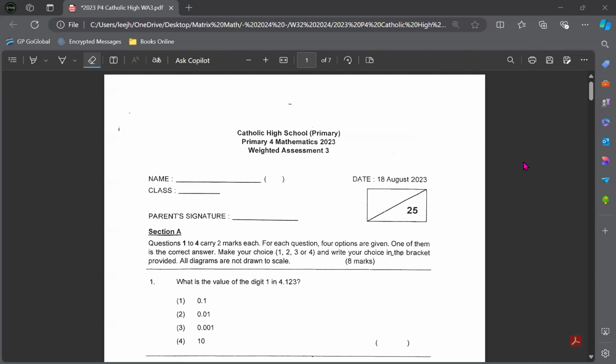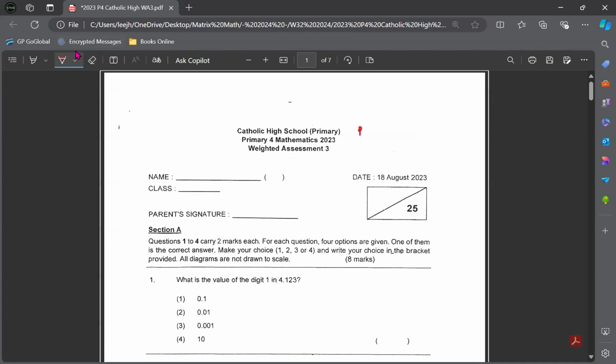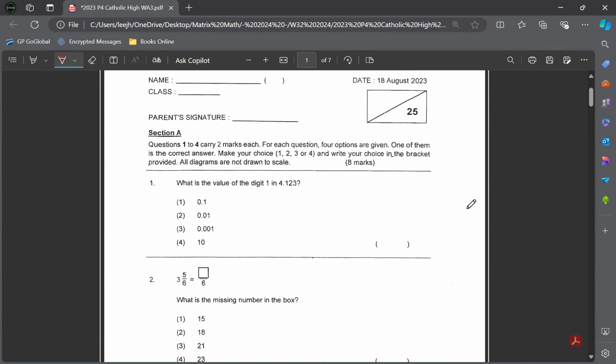P4 week 32 exam paper review. So this week's one will be on Catholic High School. So I just write here: P4 week 32, 2024 exam paper review. Okay. So I'm going to the first question.